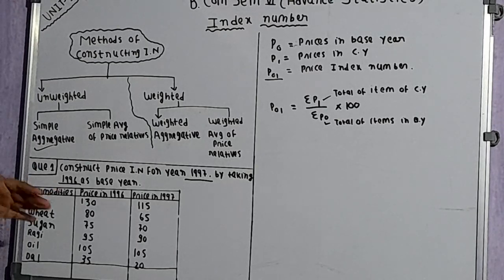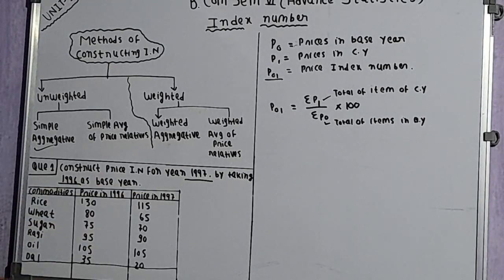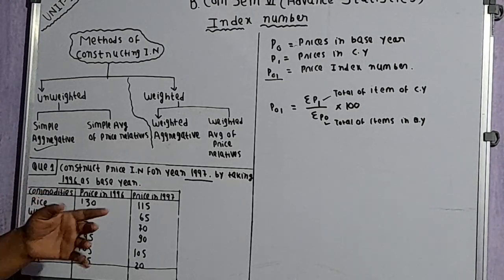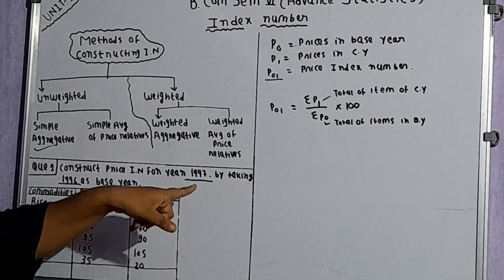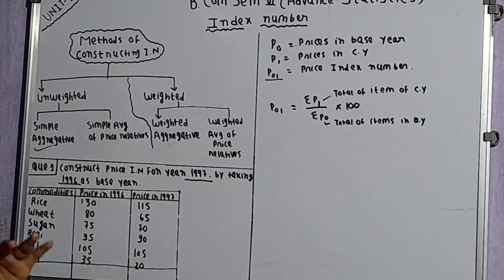Here we have been given two years: prices in 1996 and prices in 1997. We have been given various commodities like rice, wheat, sugar, ragi, oil, dal, with their prices in 1996 and 1997. First, we have to determine which one is the base year. In the question it is given that taking 1996 as the base year, so 1996 is the base year.